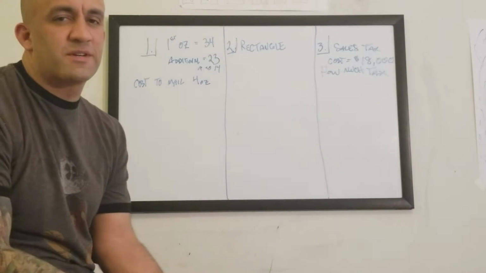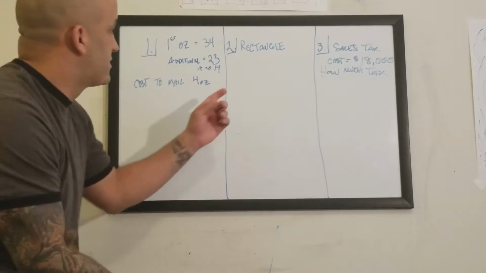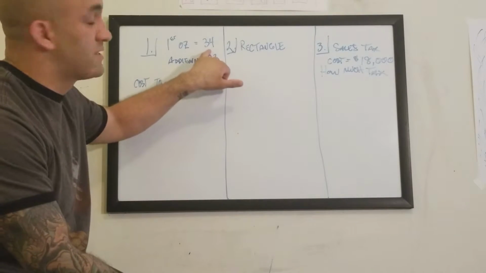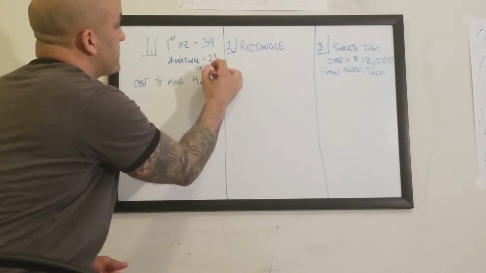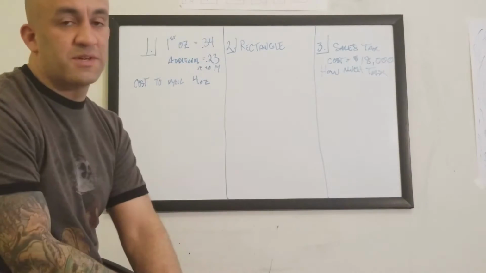Just wanted to answer those 3 questions that you sent me a picture of. These are kind of easy, so let me show you. So the first question was the cost to mail a letter. It's 34 cents for the first ounce, and then 23 cents for each additional ounce.